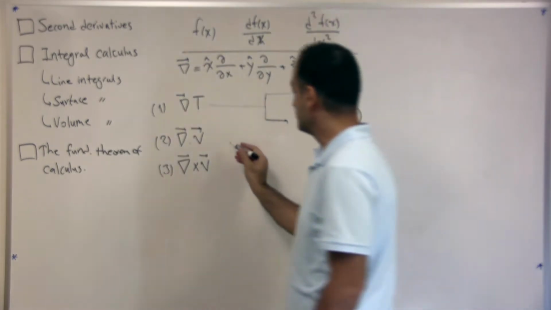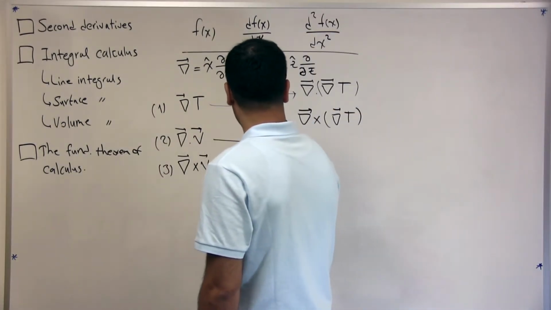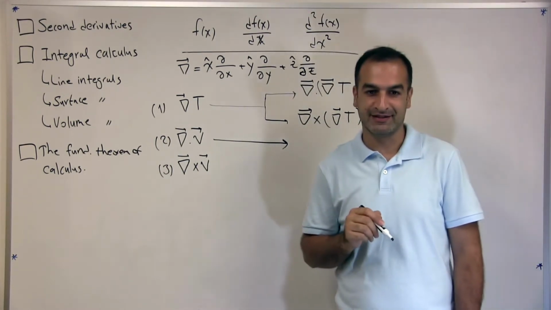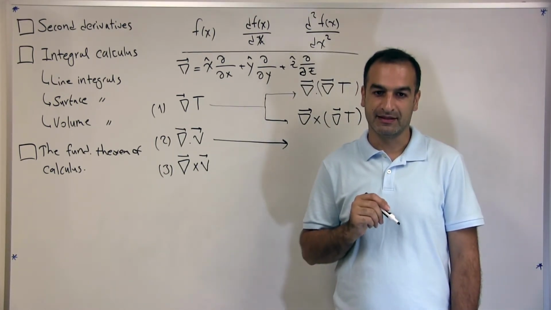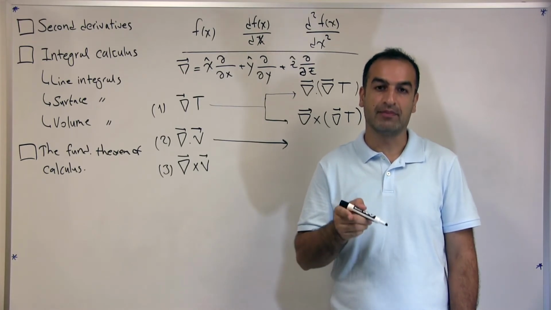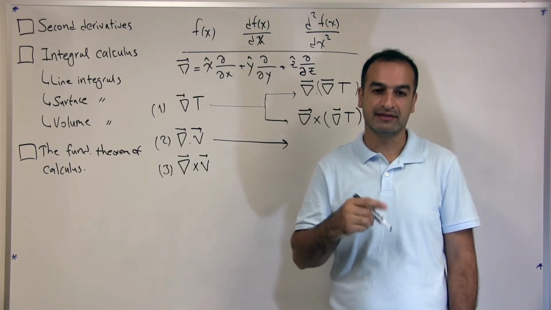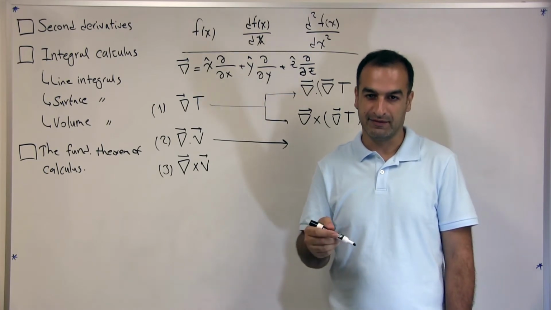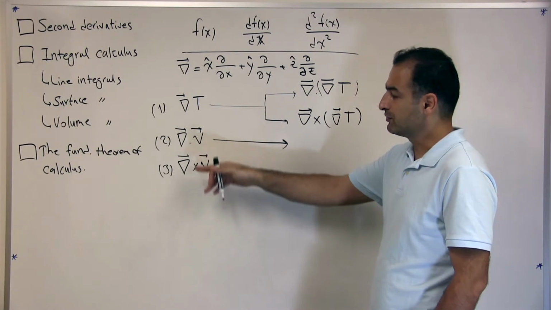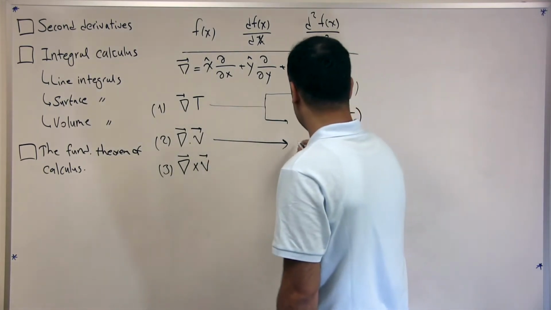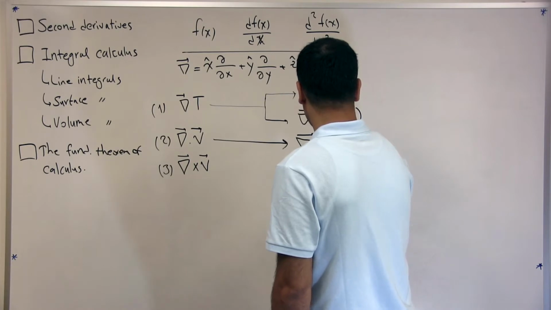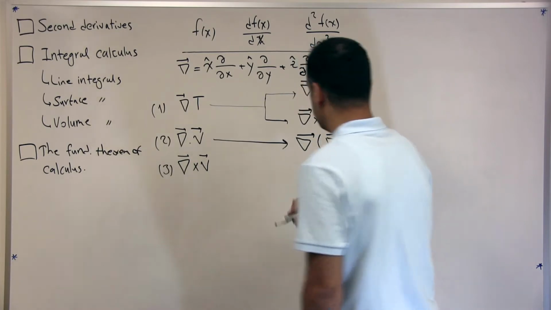We have divergence of v. Divergence of v, is it a scalar or is it a vector? Scalar. It is a scalar. So there's only one way we can apply a del operator for a second time, and that is taking the gradient of this. We cannot do another dot or curl. So we can take the gradient of the divergence of v.